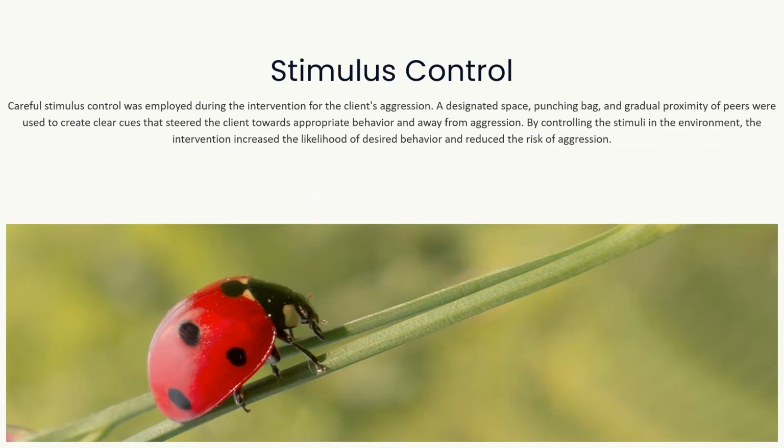This intervention used stimulus control. Stimulus control was employed when we were able to contrive the environment to decrease and eliminate the client's aggression. We used the designated space in a punching bag, as well as gradually bringing the peers back to her, so that she could slowly be faded into peer play again, to control the stimulus and be able to provide a chance for her to earn reinforcers rather than having unmediated access to these reinforcers.